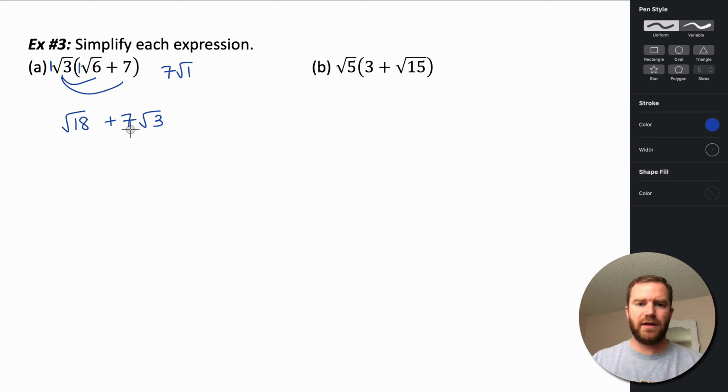Now, we're not quite done, or we have to actually verify if we're done first, because we have to look at whether these can break down and simplify. So 3 can't. 3 and 1, we know that nothing's going to happen there. 18 maybe. So let's look. So what is 18? 18 is 9 times 2. 9 is 3 times 3.